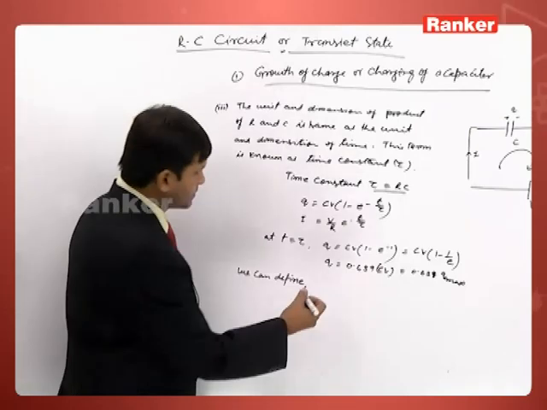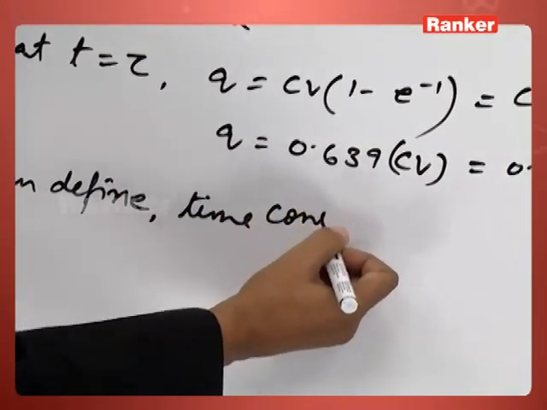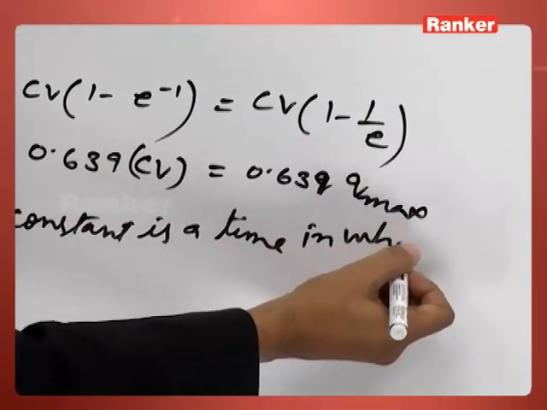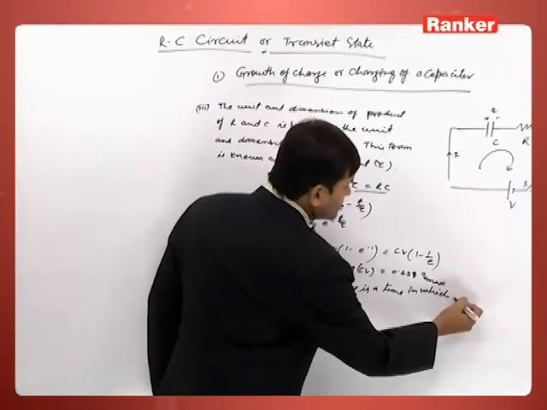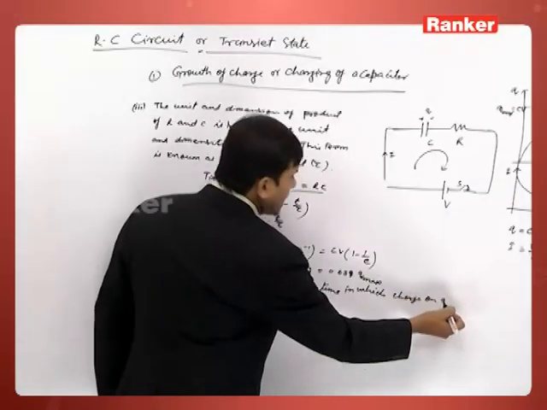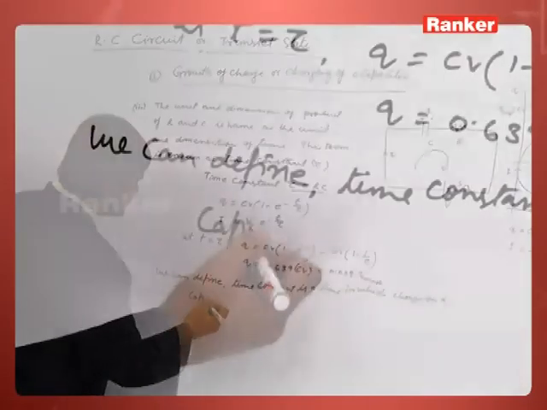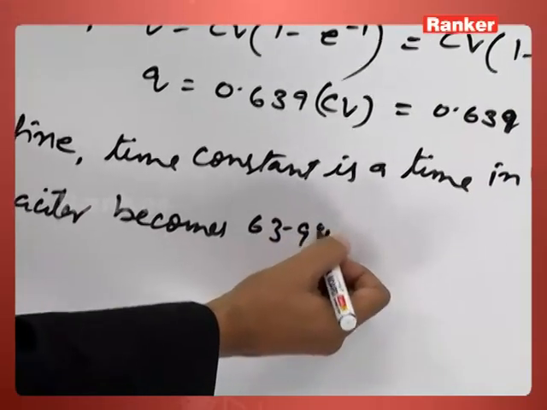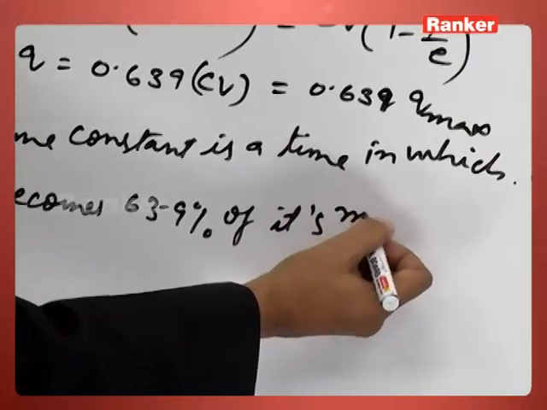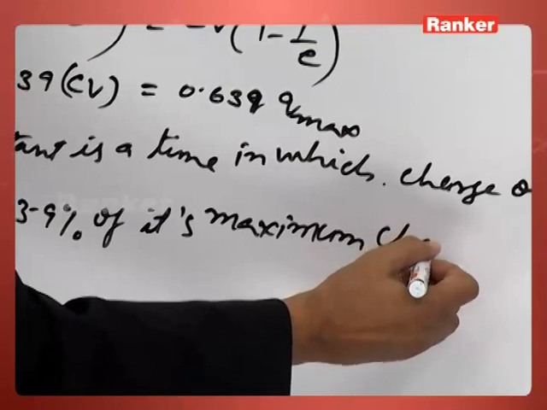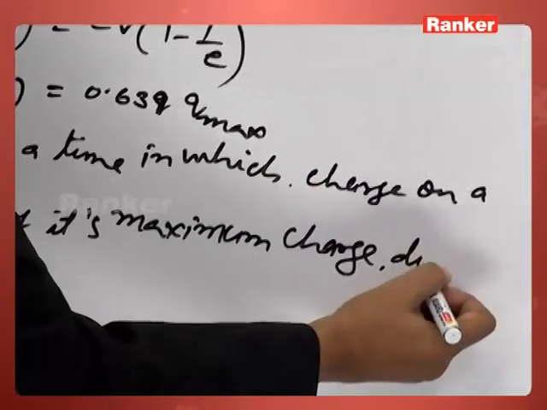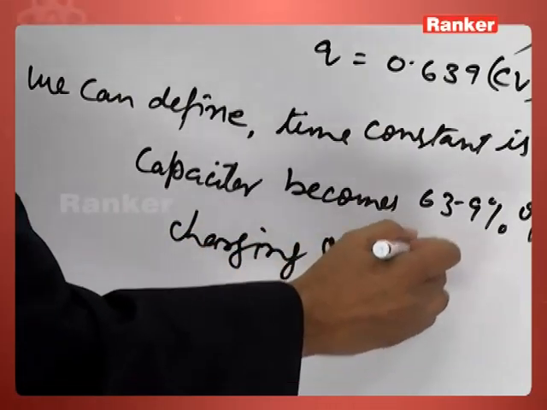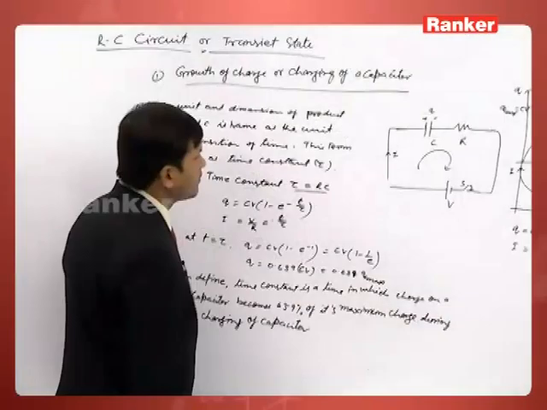So we can define the time constant as the time in which the charge on a capacitor becomes 63.9% of its maximum charge during charging of a capacitor. So this is the meaning of a time constant.